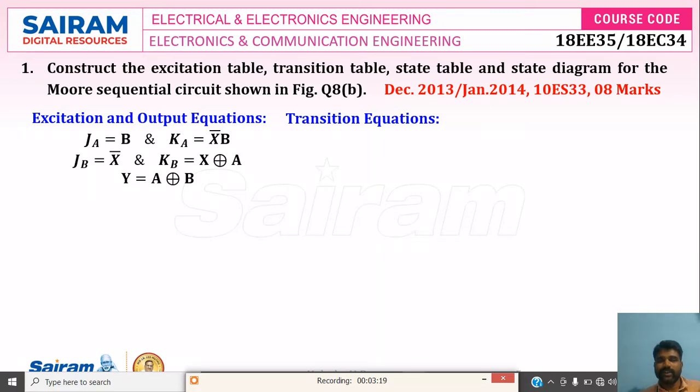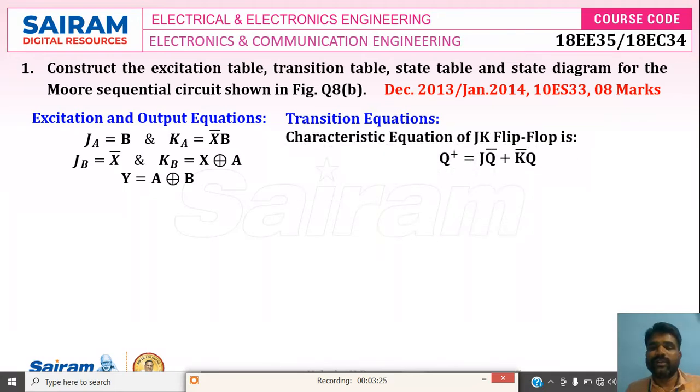Since it is a JK flip flop, we need to consider the characteristic equation of the JK flip flop, that is Q plus equals J Q bar plus K bar Q. For the first flip flop, A is the state variable. A represents the present state, A plus represents the next state. So A plus is equal to JA A bar plus KA bar A. Here Q plus means A plus, Q means A, J means JA, K means KA, and we substitute JA and KA in this expression.